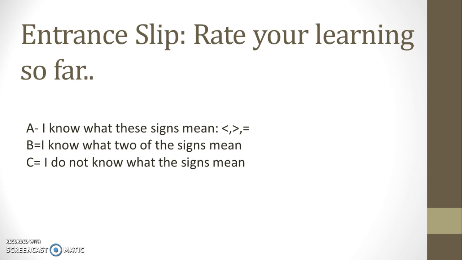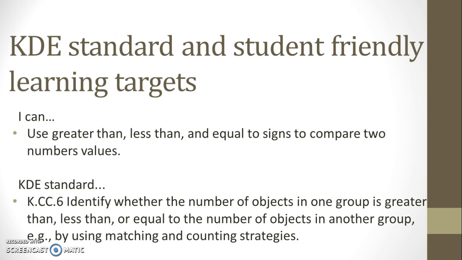So for A, I would have the students select which one they feel most comfortable with. A would be, I know what these signs mean, which is less than, greater than, or equal to. B, I don't know what two of the signs mean. Or C, I don't know what the signs mean. And like I said, this would just be a better way for the student or the teacher to know how the students feel going into the lesson.